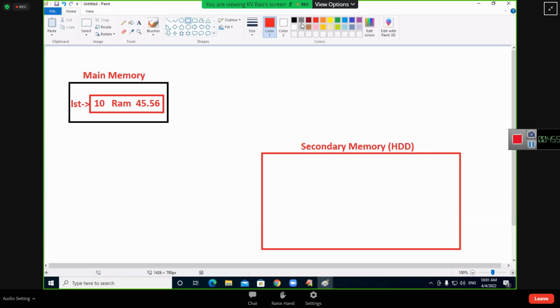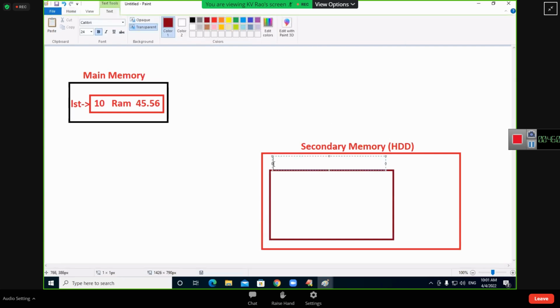Inside of that, in the secondary memory, I want to store my data permanently. To store my data permanently, what is required? Some file name to be taken. What is my file name? For example, I am taking stud.data.